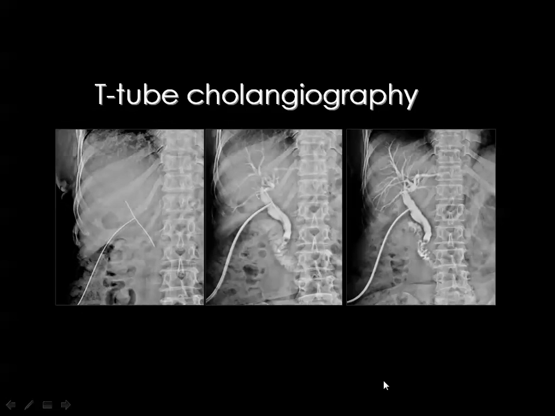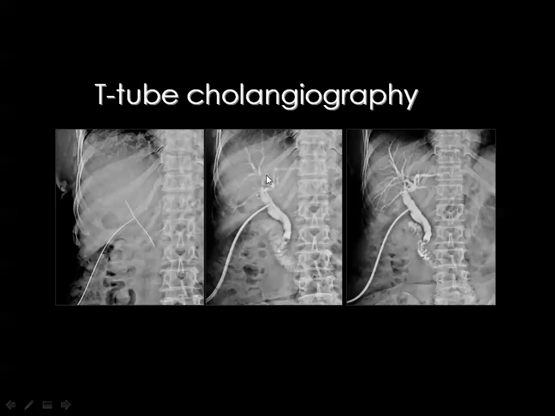This T-tube cholangiography was performed in the era of open cholecystectomy, and after removing the gallbladder, they used to put a T-tube within the common bile duct, and the free limb of the tube goes outside the body. Before removing this T-tube, they used to send the patient to the radiology department, injecting contrast through the free limb of the tube to opacify the biliary system.